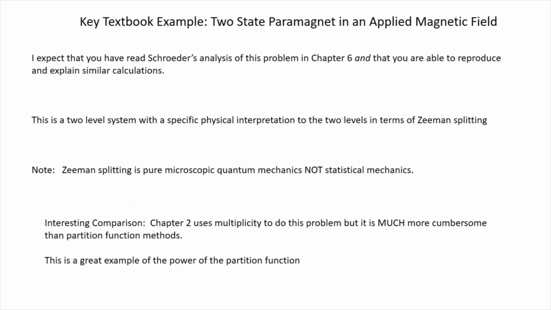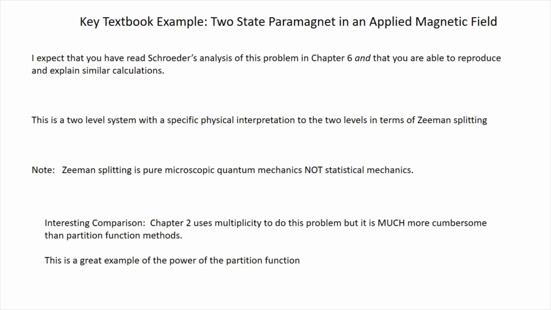All right, so a textbook example of a two-level system is a two-state paramagnet in an applied magnetic field. That's not the same as the two-state paramagnet that we worked on extensively in Chapter 2, in that we are going to apply a magnetic field, and the magnetic field is going to establish a Zeeman splitting between the spin-up and spin-down directions. So in zero field, spin-up and spin-down have exactly the same energy. In an applied magnetic field, they do not have the same energy. They're Zeeman split.